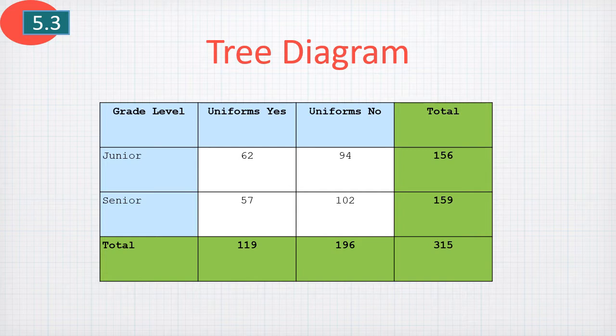So we're going to do a simple one first by looking at our oh so familiar table with two categorical variables. So one categorical variable was our grade level, the other was whether or not someone voted for uniforms. Okay, so we're going to start with our sample space. Students in the study.